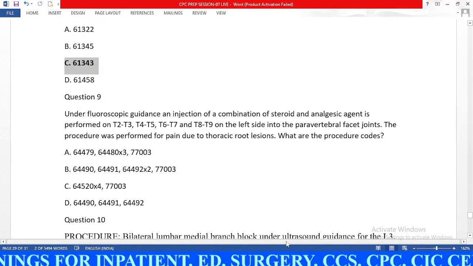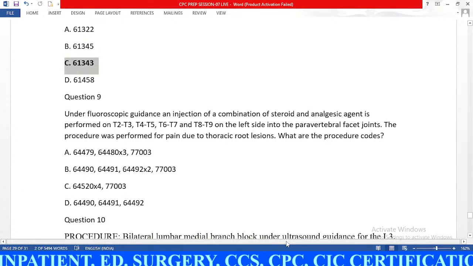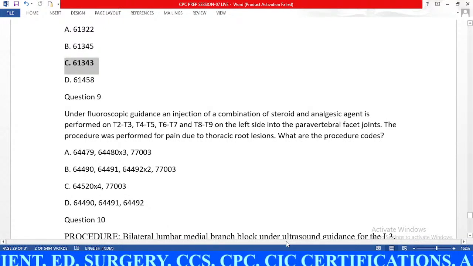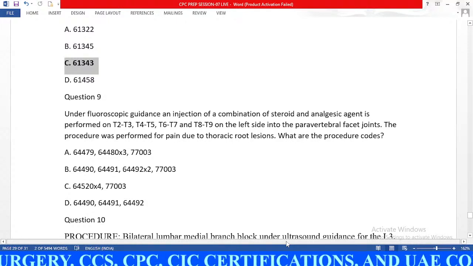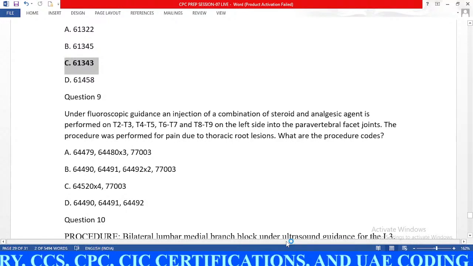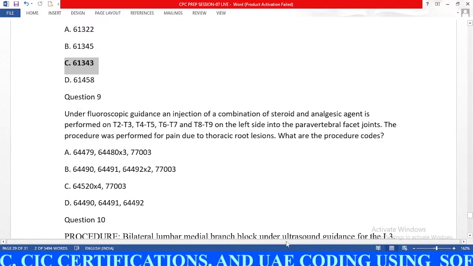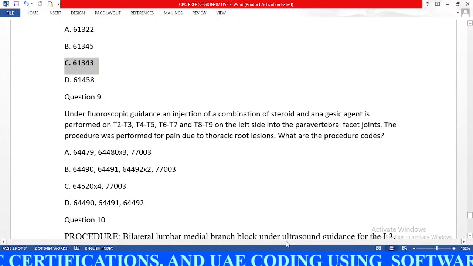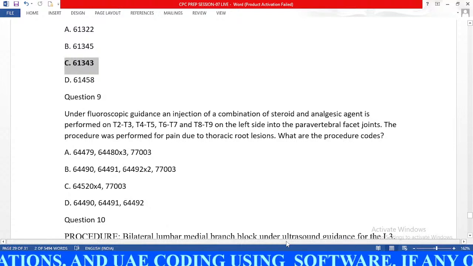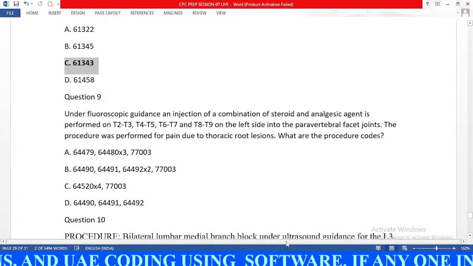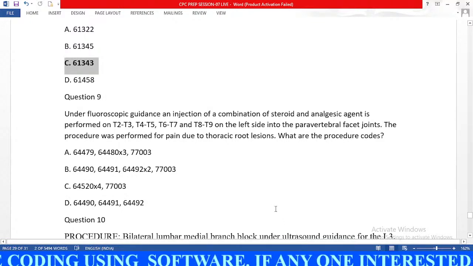Basically, posterior fossa means a small space in the skull, and posterior means the back side of the skull. You need to remember that fossa means space, and posterior fossa means the back side of the skull. So based on the location you can decide. Most of the people wrote the correct answer, so we can discuss the answer now.